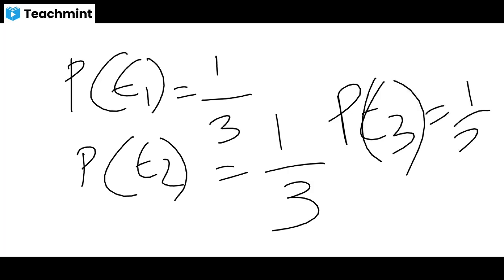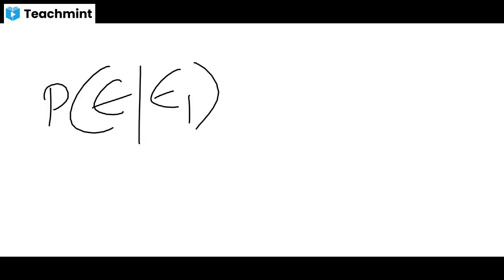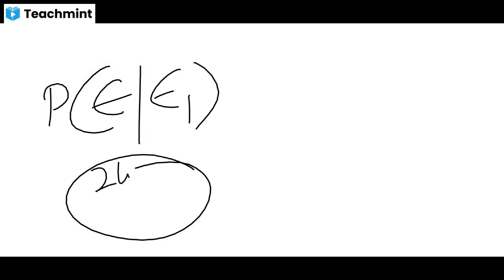So the 3 probabilities are done. Next, what is probability of E slash E1? Can you tell me what is in bag 1? What is in bag 1? One white. Yes, sir. Okay, one white. Two black. Two black. Three red. Three red. Okay.